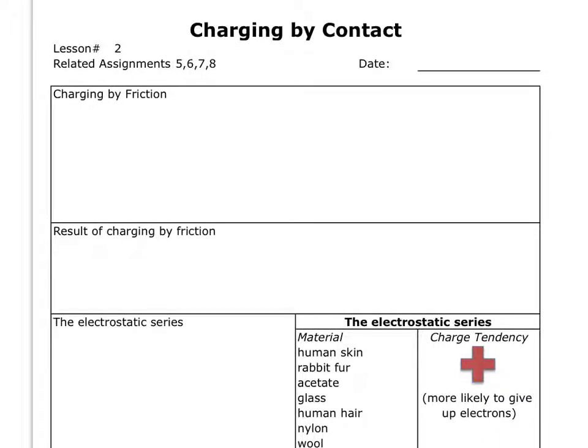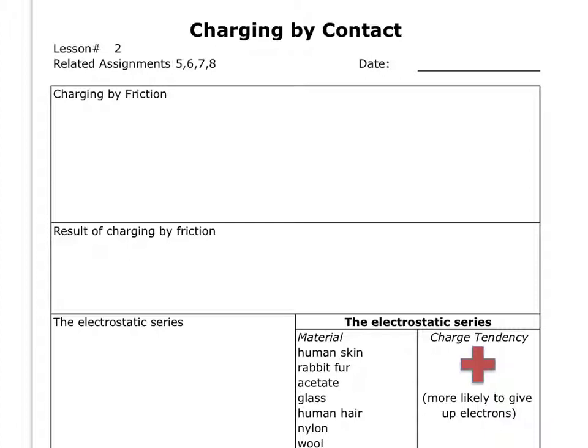Okay, so here is a lesson on charging by contact. It's the second formal lesson of the electricity unit of the grade 9 science curriculum. So to begin, the first thing we talk about is the idea of charging by friction. And we have done this already in class. Physically we've done it. We've charged what we call ebonite rods by rubbing it with rabbit fur.